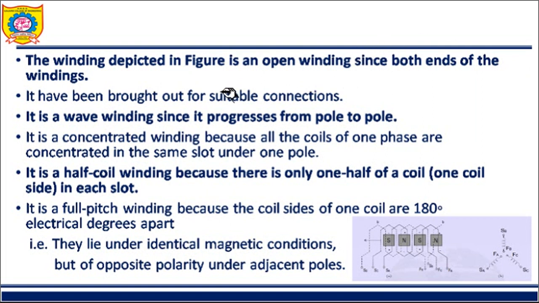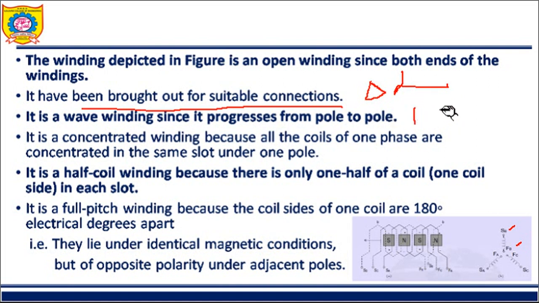Next, the winding reflected in the figure. The figure is already here; you can see the same figure is continuing. It is an open winding since both ends are open. See here, this is the open end, this is another end. It has been brought out for suitable connections. So as per our requirement, you can go for delta or for star depending on your requirement. It is a wave winding since it progresses from one pole towards another.